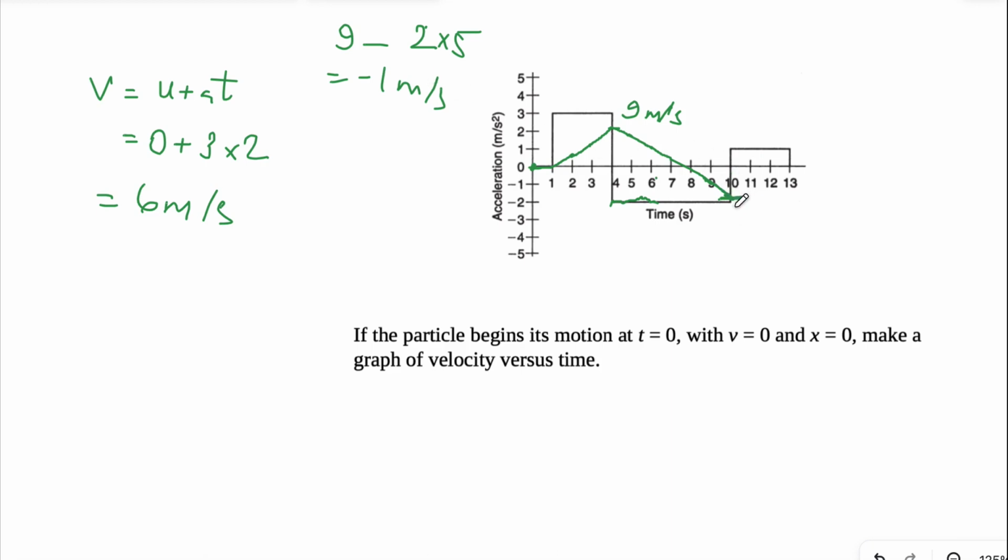Now at t is equal to 10, again we see a positive acceleration of 1 meter per second square. That means the velocity will keep on increasing by 1 meter per second with every passing second from here. So negative 3 at t is equal to 10, at t is equal to 11, negative 2, t is equal to 12, negative 1, and t is equal to 13, 0. So the velocity comes to 0. This is the velocity time graph corresponding to the given acceleration time graph.